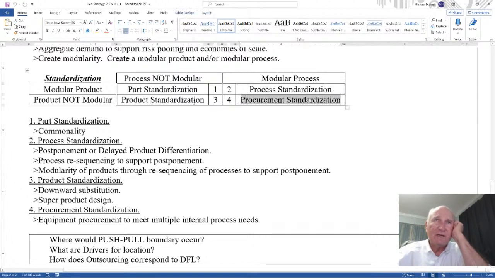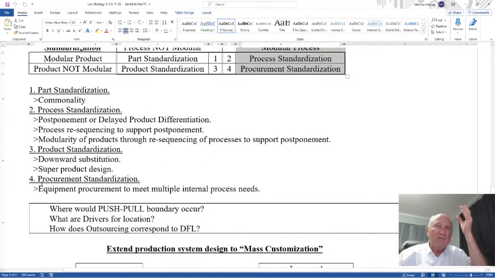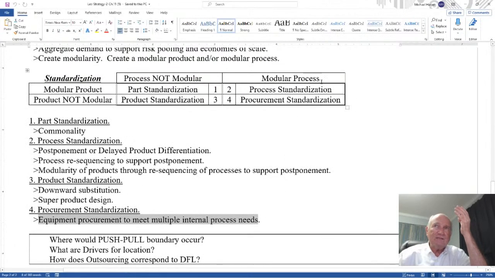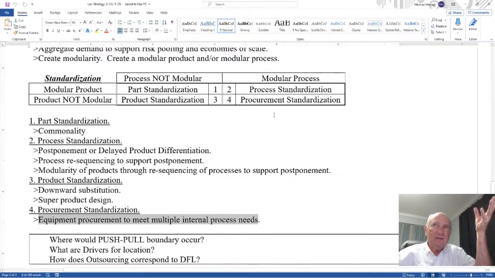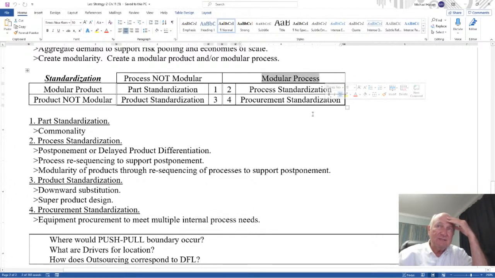Okay, and finally, procurement standardization. If the product is modular but the process is not modular, in other words, one process, you can't modularize the process, then what you do is you have procurement standardization, or equipment procurement to meet multiple internal process needs. So that process, even though it's one process, you make sure that equipment will satisfy multiple internal process needs.